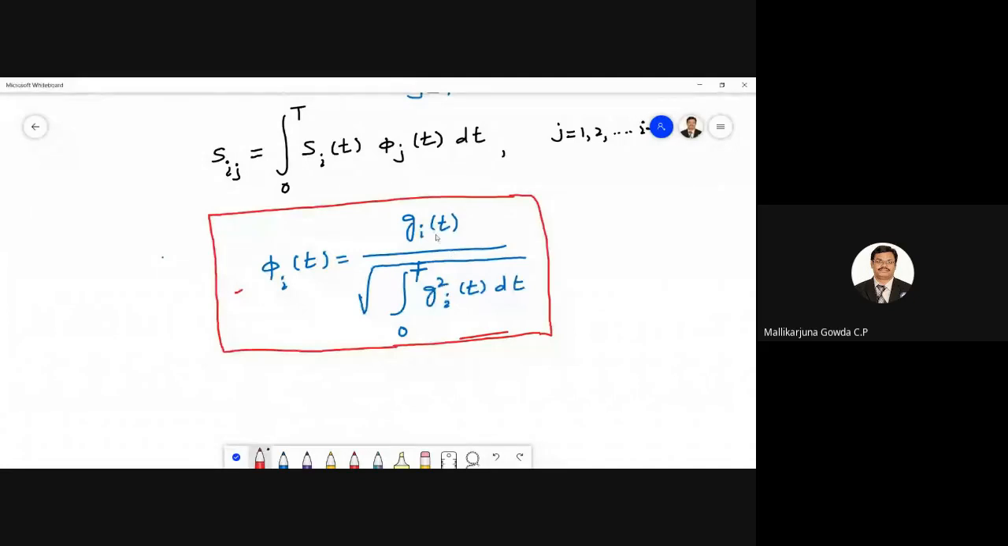Okay, so this is what the procedure is. Now let me take some example: how to determine the orthonormal functions, and how I can express the M finite energy signals in terms of these N orthonormal basis functions.